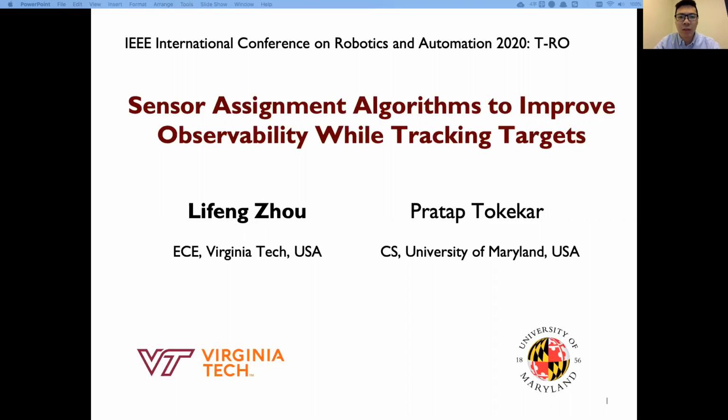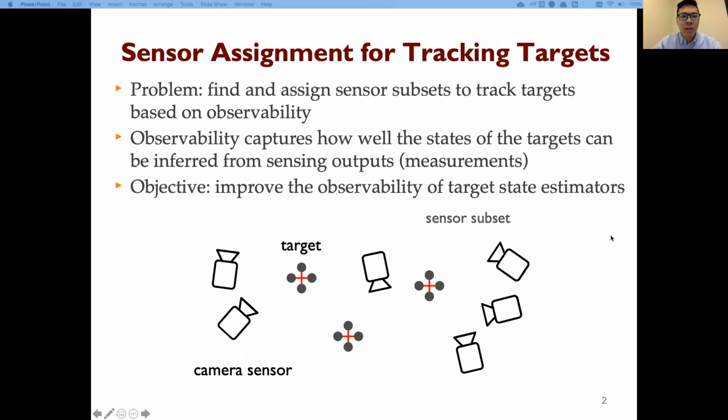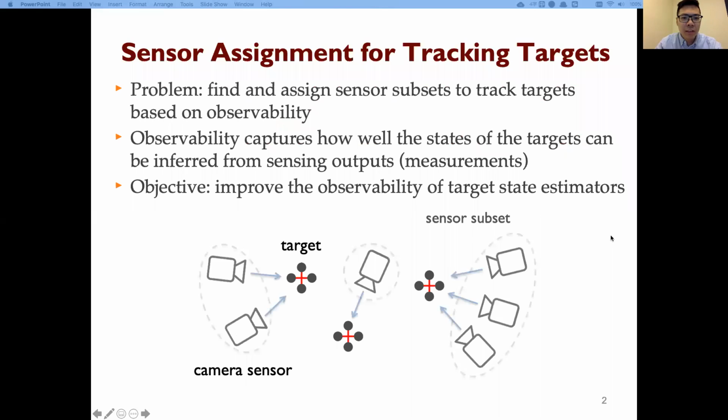Today, I'm going to talk about our TL paper on how to design sensor assignment algorithms to improve observability of underlying estimators when tracking multiple targets. We consider the problem of finding and assigning sensor subsets to track targets based on the observability performance. The observability captures how well the internal states of the targets can be inferred from the sensor's measurements. I will talk about the observability in detail later. Our objective is to improve the observability of target state estimators, such as Kalman filter or extended Kalman filter.